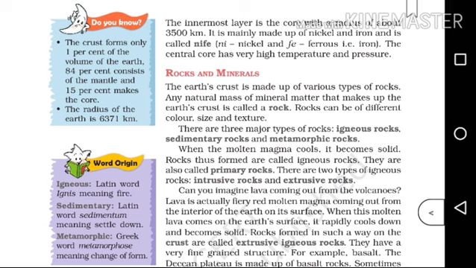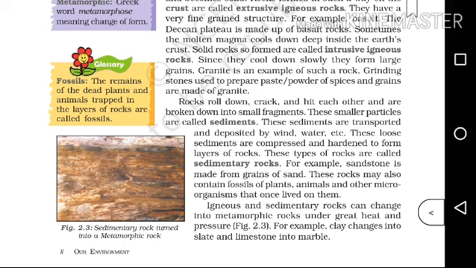So, the lava which is coming out of the volcano during the time of eruption is actually fiery red molten magma, and it comes out from the interior of the earth to the surface of the earth. Okay, and later this lava will cool and become solid. The rocks so formed are known as extrusive igneous rocks. Okay, so the example for such extrusive igneous rock is basalt. The Deccan Plateau is made up of these basalt rocks.